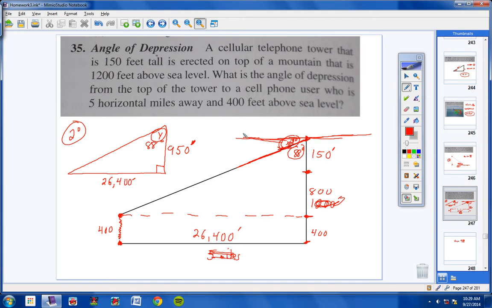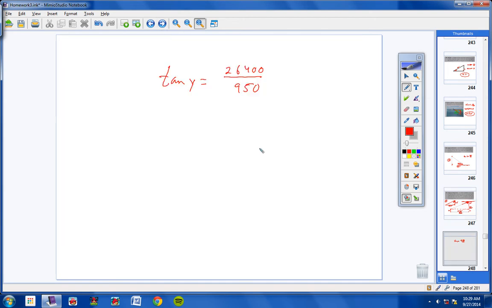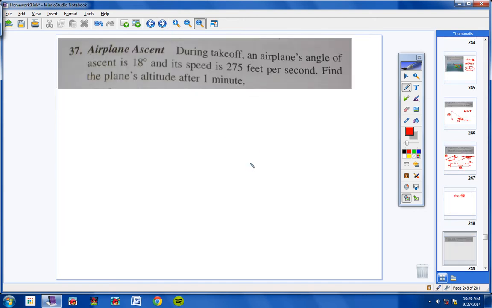All right, moving on to number 37. Let's see here. During takeoff, an airplane's angle of ascent is 18 degrees. Speed is 275 feet per second. Find the plane's altitude after 1 minute. Okay, so here we go. Let me quickly get a picture of this. Here's the runway.